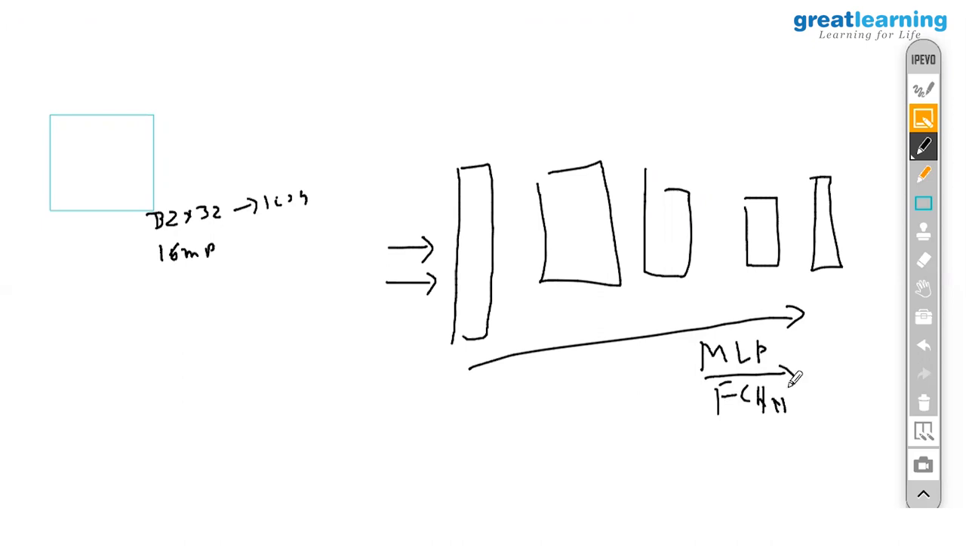What is MLP? Multilayered perceptron, which is nothing but another name for FCNN itself. So please don't get confused. I have seen many people say MLP and FCNN, and they mean the same thing. Perceptron is nothing but a neuron. Whenever a neuron goes into a hidden layer, that becomes a perceptron. God knows why, but this is what it is. Now this becomes very difficult to compute.